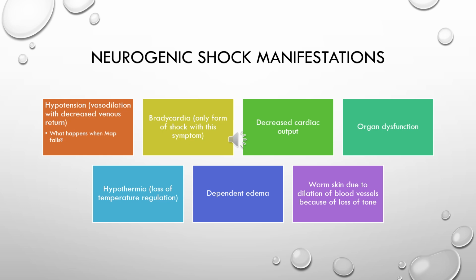So you can look at those first four things and manifestations and know already if this is occurring, your patient is in trouble unless you stop and intervene. Another thing that happens is they lose the ability to regulate their temperature, so they become hypothermic.